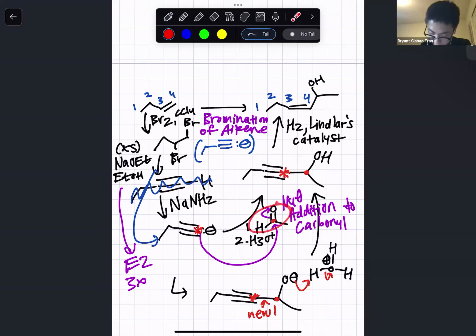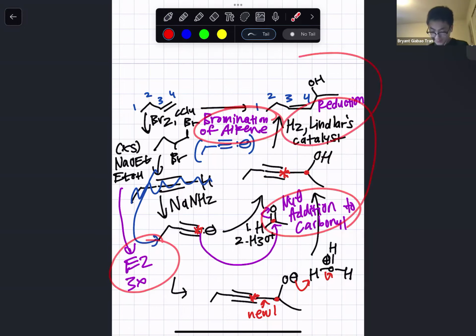where this nucleophile attacked that aldehyde electrophile, pops the double bond onto the oxygen to create the O- charge, which gets protonated by the acid workup to get the alcohol right there. Then the last step is reduction, specifically using H2 Lindlar catalyst to convert this alkyne into the cis alkene here. Right. So this was a 1, 2, 3, 4-step synthesis.